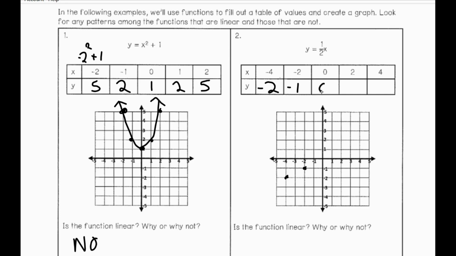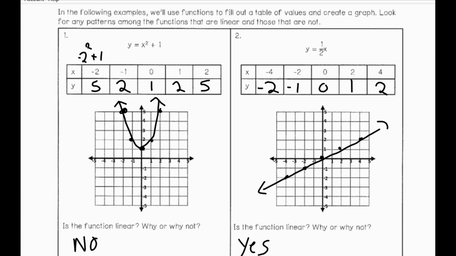0 times 1/2 is 0, so I go through the origin (0, 0). 2 times 1/2 is 1, so x value 2, I have y value 1, and then 4 times 1/2 is 2, so x value 4, I have 2. If I graph this, I can see that this will make a straight line. So this function is linear because it's a straight line.